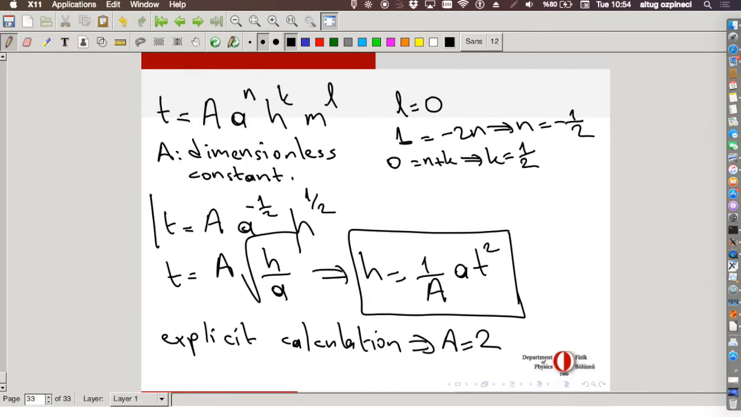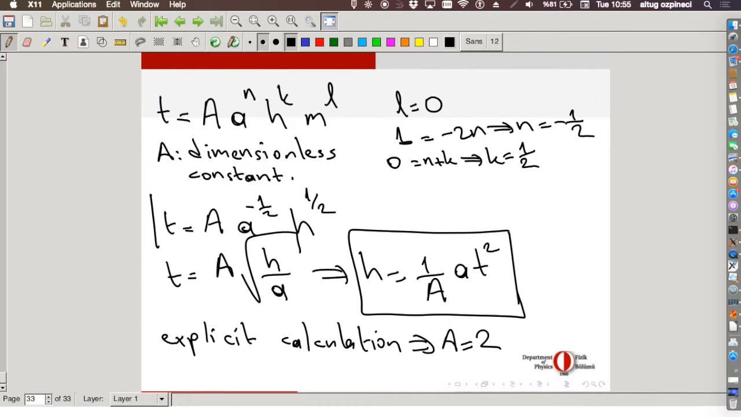Now this is in fact always the same, in the sense that you have the parameters of your problem as A, H, and M, and you want to calculate the time. Most of the time, there is only one combination of these parameters of your problem that gives you the correct dimension. And once you find that combination, all the other long calculations that you will have to do will be mainly to evaluate this dimensionless constant A, which almost always turns out to be a number of the order of 1.